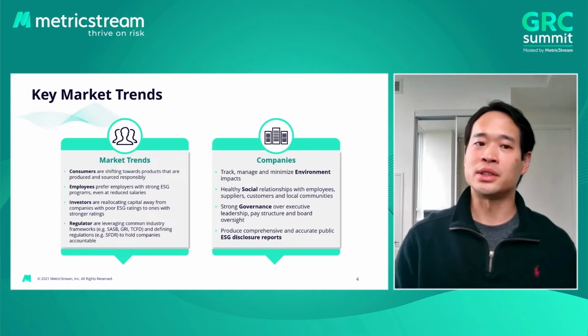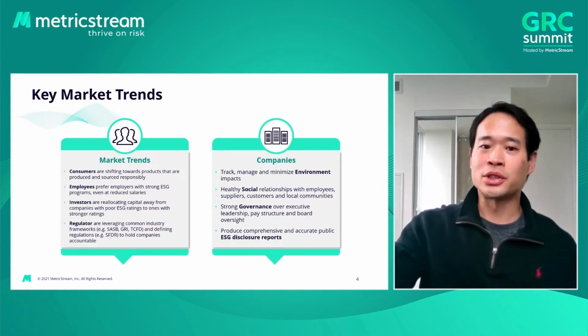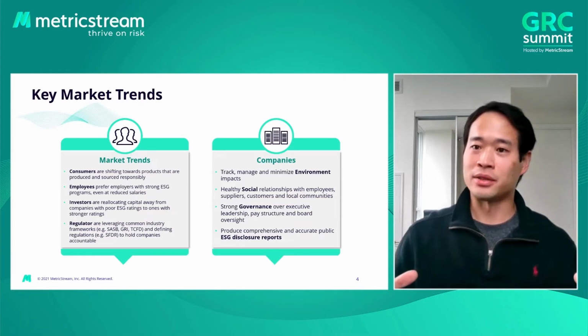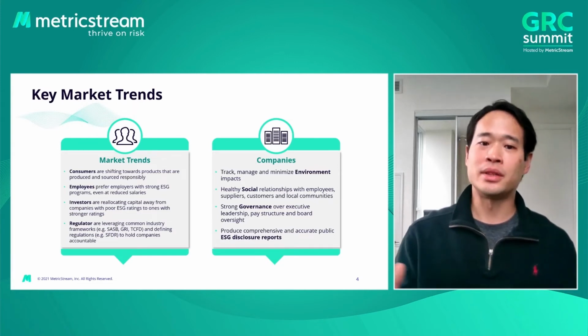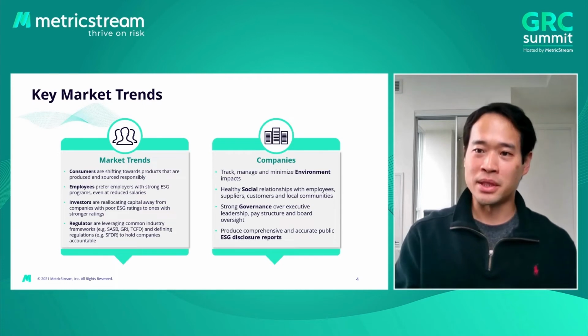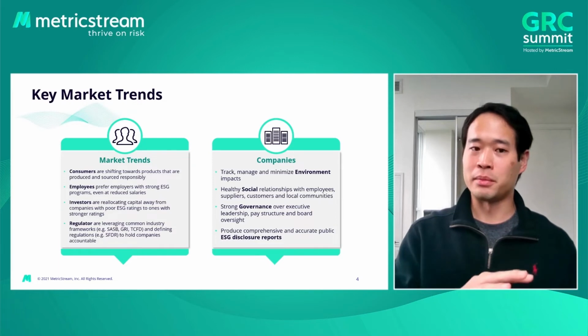And of course, we'll start to see more push in the United States and the rest of the world coming up. So companies are starting to look at how to track, manage, and minimize their environmental impact, right? First, it's identifying the right framework, the how-to and the what to track, and also keeping a healthy social relationship with your employees, suppliers, consumers, and local communities. These are multi-dimensional things that companies have to look at. And what we're looking to do is create a single platform to manage all of these different topics and tackle all of these different challenges.